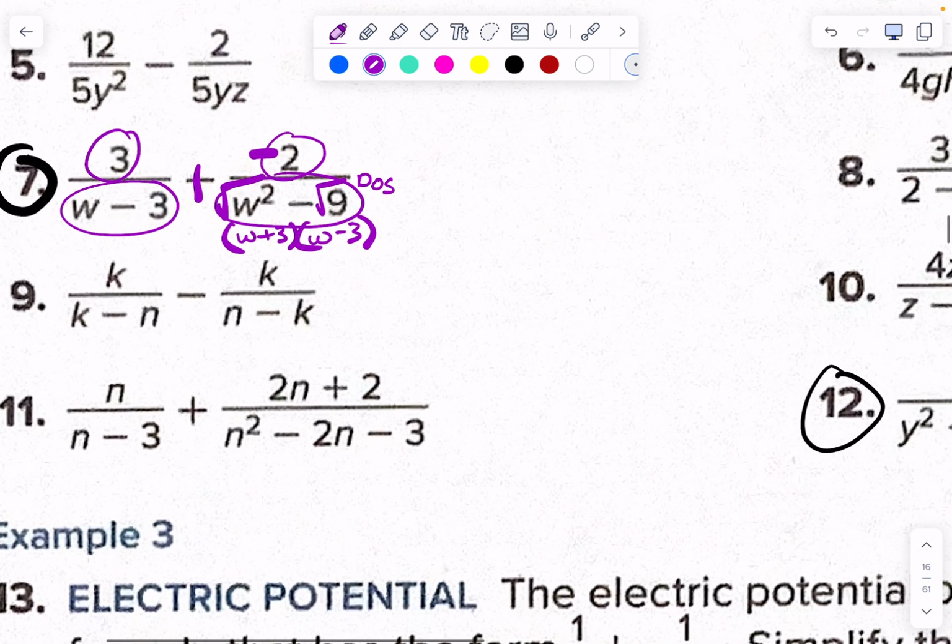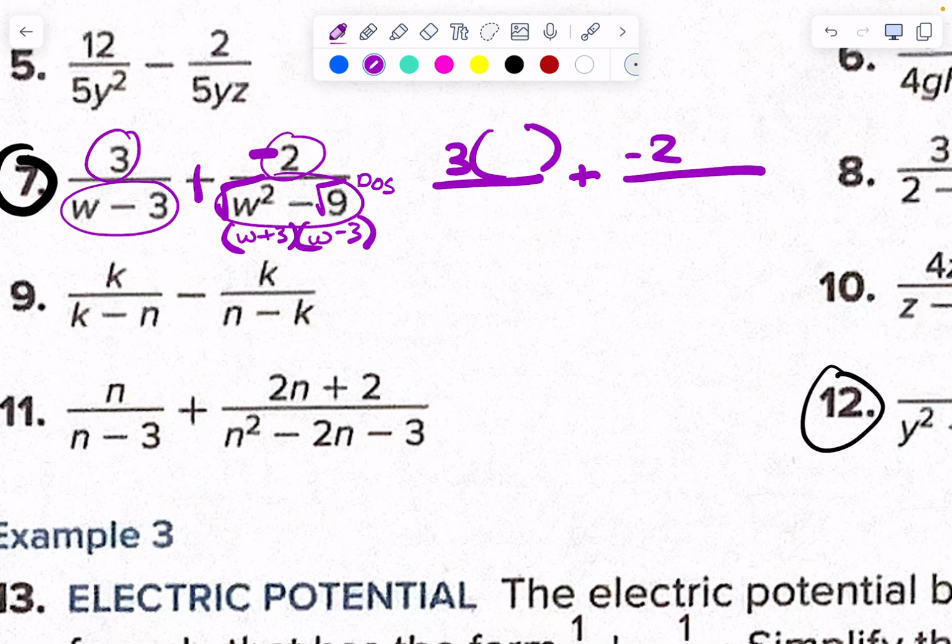Hold on. Just wait a second. All right, I've got 3 on the top. I've got negative 2 on the top. I have to multiply by what they need and multiply by what they need, right? Okay, hold on.